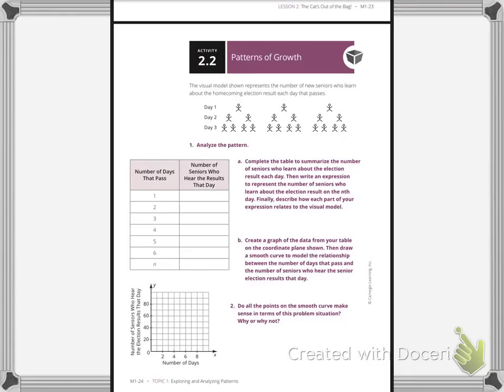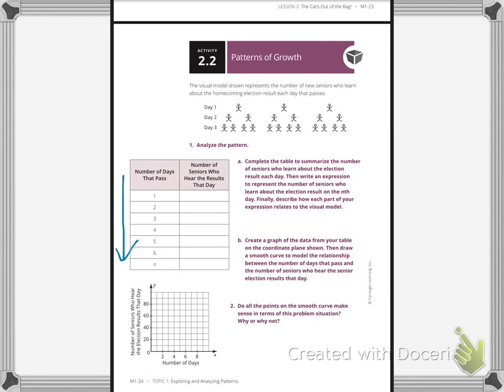All right, in activity 2.2, we're going to be looking at another type of pattern. It says analyze the pattern that we have going from day 1 to day 2 to day 3, and then on the side here it goes in that order of the days. It says complete the table to summarize the number of seniors who learned about the election results each day. Then write an expression to represent the number of seniors who learned about the election results on the nth day to keep it going if we wanted to. Finally, describe how each part of your expression relates to the visual model.